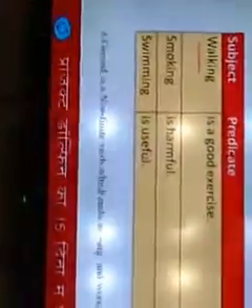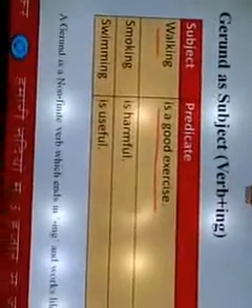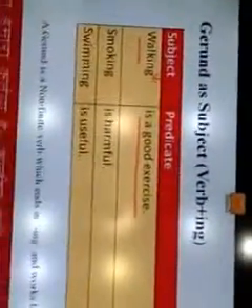Dear children, you must be familiar with noun or pronoun as the subject of a sentence. But sometimes verbs may also act as subject. Look at these examples. Walking is a good exercise. Here walking is placed in the column of subject. What is walking? Walking is a doing verb. It is an action verb. But here it is placed in the column of subject.